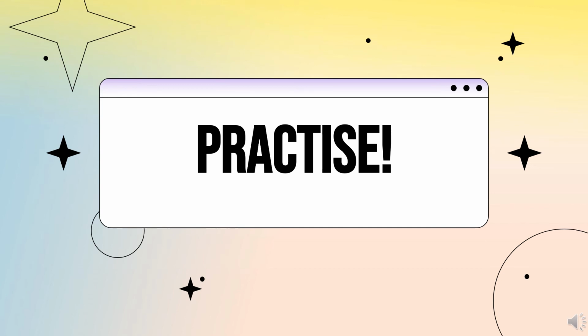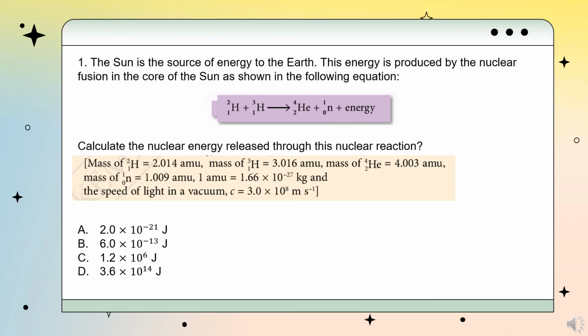Now, let us solve a question related to mass defect. The Sun is the source of energy to the Earth. This energy is produced by the nuclear fusion in the core of the Sun as shown in the following equation. The question is, calculate the nuclear energy released through this nuclear reaction.